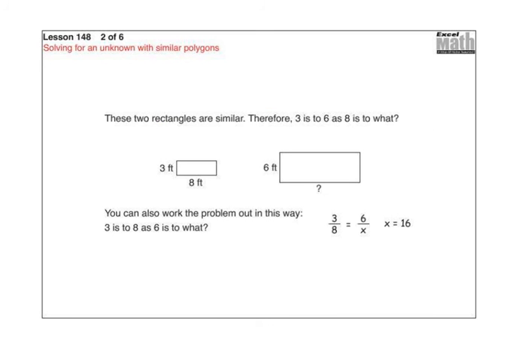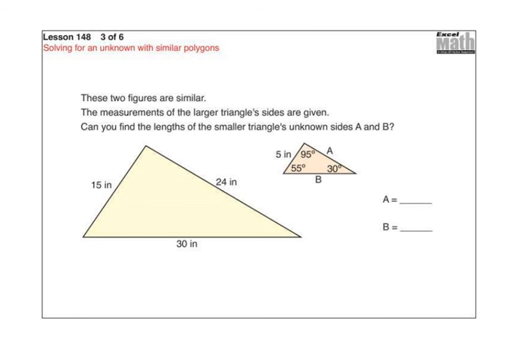All right, these two rectangles are similar. That's the one we just did. So I guess we've got that one covered. We'll keep moving on. These two figures are similar. The measurements of the larger triangle sides are given. Can you find the lengths of the smaller triangle's unknown sides of A and B? So this triangle is similar to this one. They've given you 15, 24, and 30. All the sides on this one, they only gave you this one side on the smaller one. So you have to figure out what sides A and B are equal to.